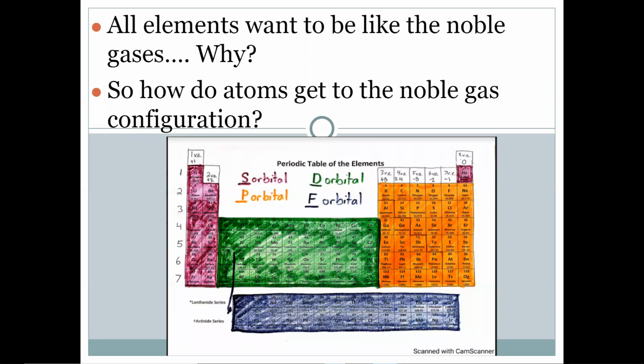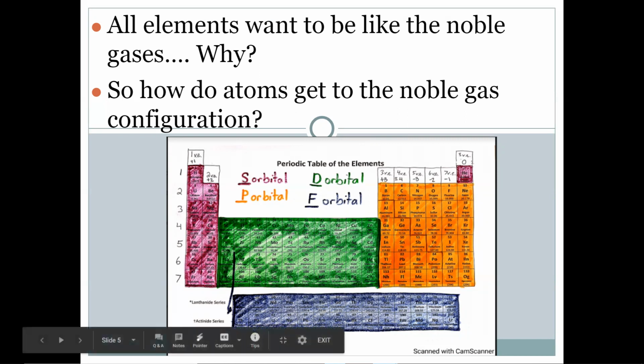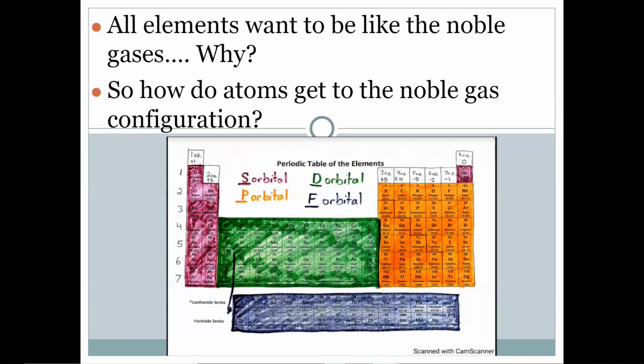Okay, so elements are going to want to be like noble gases. Sometimes we refer to this as noble gas envy. Why do they want to be like noble gases? Well, that explanation is pretty simple. Elements want to have a full valence shell or a full outer shell of electrons. And noble gases having 8 valence electrons, that is a full outer shell. So the rest of these atoms, when they ionize, they want to have a full outer shell.